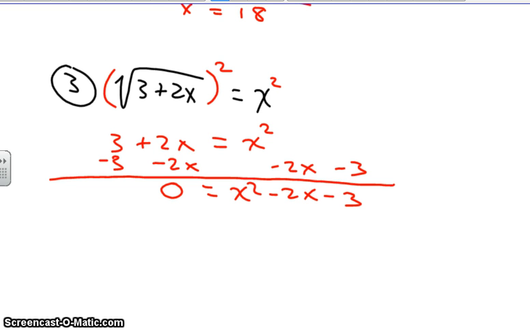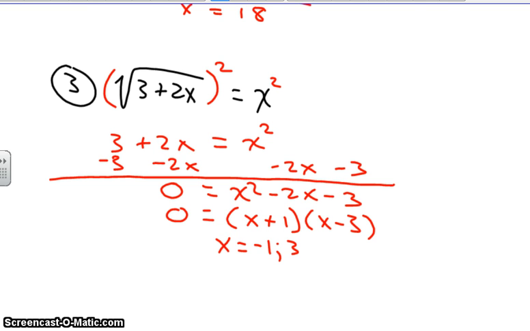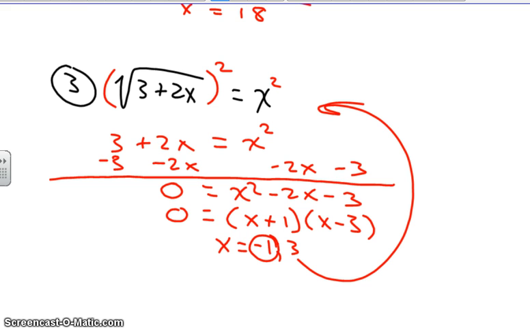So, okay, Matthew, what are the factors? X plus 1 and x minus 3. So what are your values for x? Negative 1 and 3. So we have negative 1 or 3, and why did you choose 3? Because negative 1... Okay, so look at it, if we plug negative 1 in the original, we have that same situation we had in number 1, right? Where you have some principal radical equals a negative. So negative 1 is extraneous for the same reason.